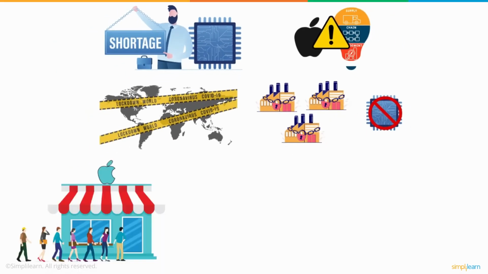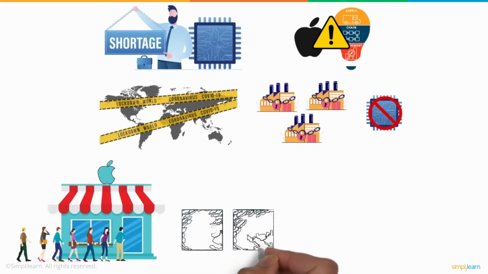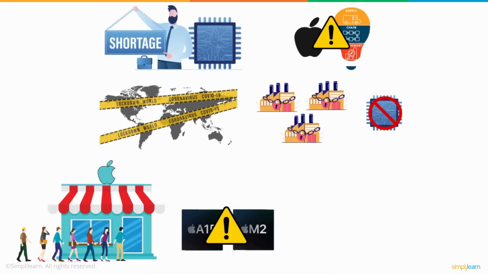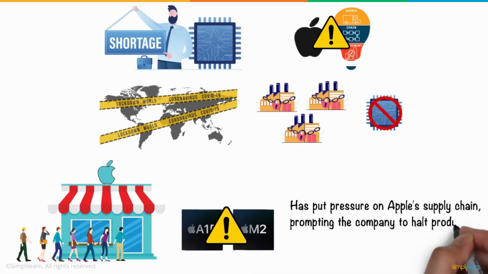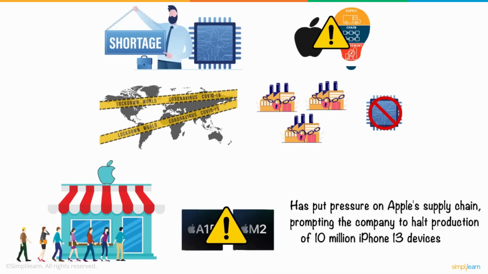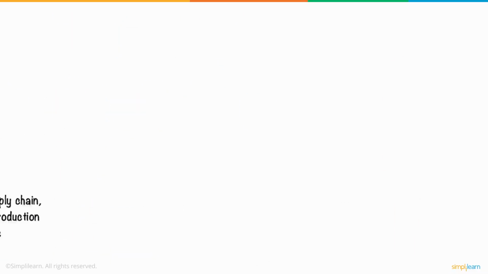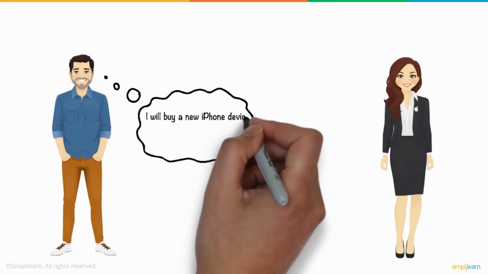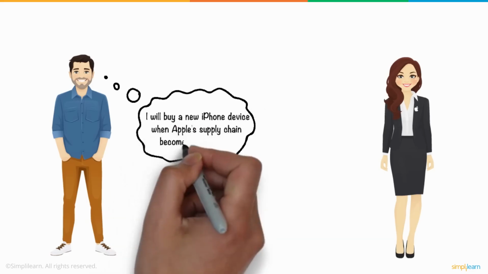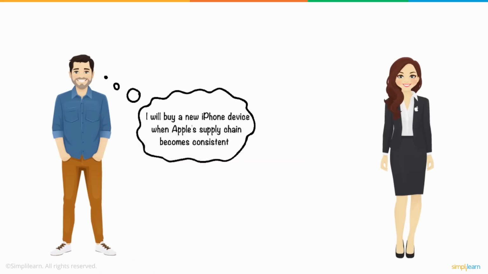Increased consumer electronic demand in recent times and scarcity of semiconductor supplies has put pressure on Apple's supply chain, prompting the company to halt production of 10 million iPhone 13 devices. After listening to Rachel, Alex learned why there is a constant delay in the delivery of iPhones and became more patient about his desire to buy an iPhone.